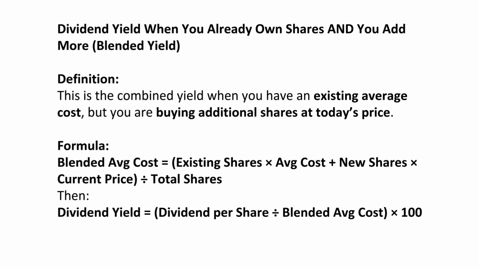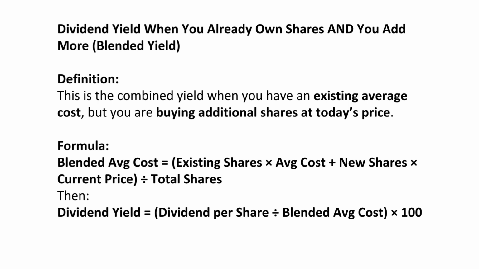Then you combine the two to see the total cost you incur to have the existing shares and the new shares. Then you divide by the total number of shares. That is existing shares plus new shares. So you get the blended average cost. That's then what you use to divide dividend per share. So dividend per share divided by blended average cost times 100. That gives you the dividend yield, the returns of adding more shares into an existing portfolio.